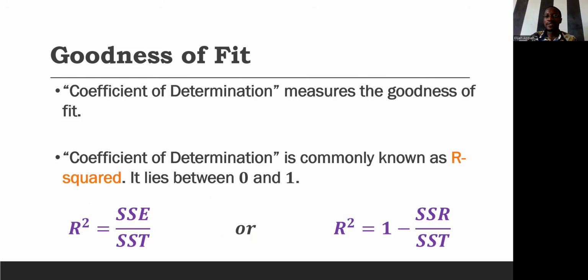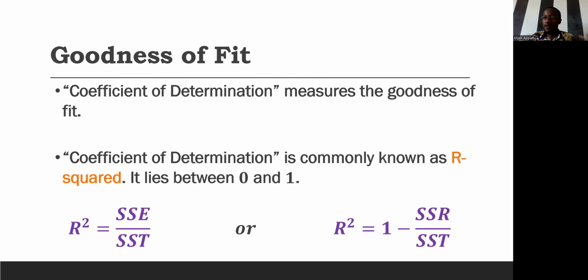In every regression model, there is something we refer to as the goodness of fit. The regression equation is a fitted equation. So how do we measure how well that equation fits the data? That's the idea: how well the model you have estimated fits the data. We use the coefficient of determination to measure that goodness of fit, and it is commonly known as R squared. It lies between 0 and 1, inclusive.